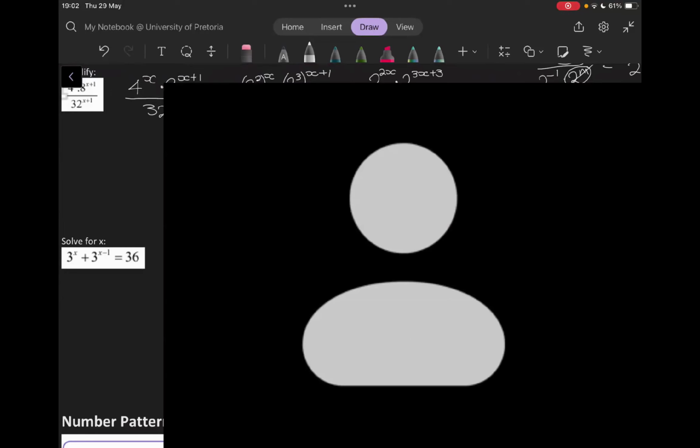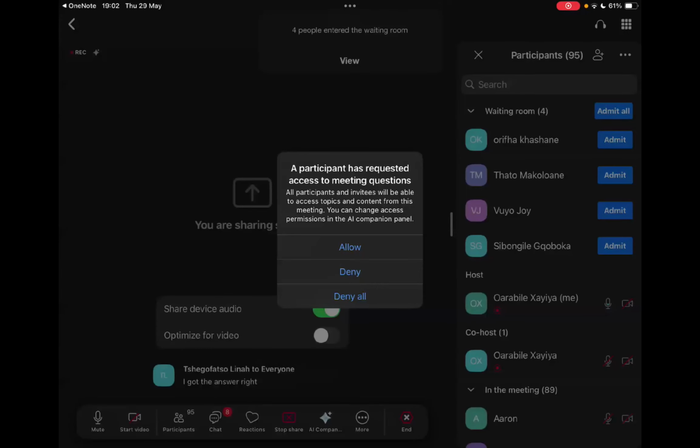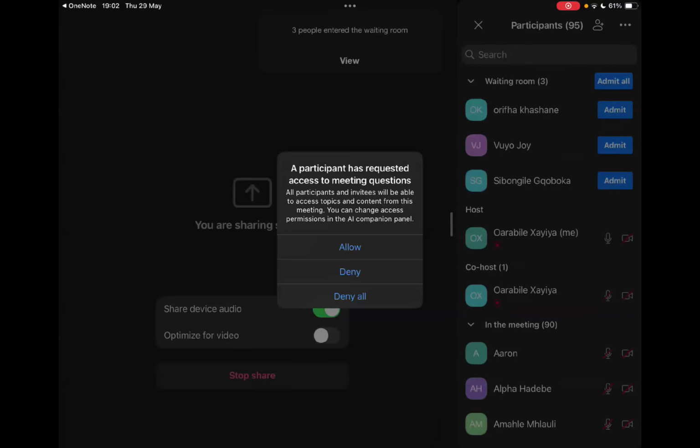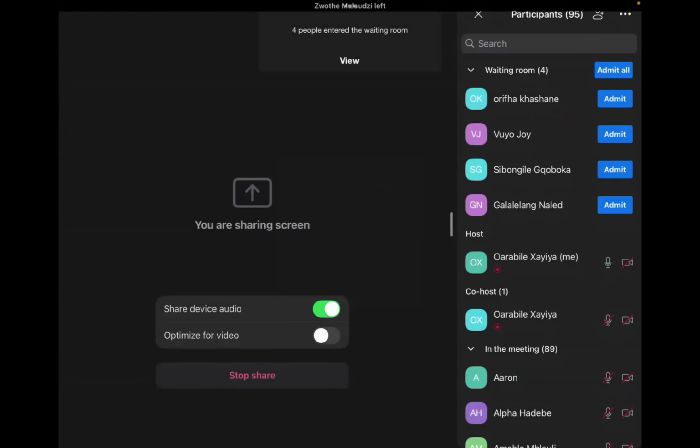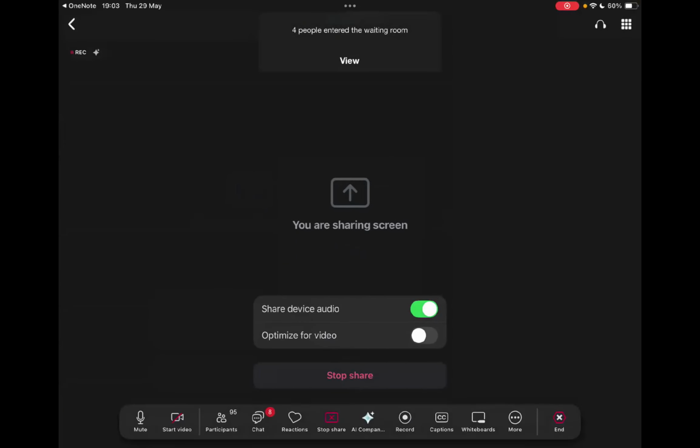I'm just going to check the chat now to see if we're all on the same page. Somebody's requested access to meeting settings. I'm just going to deny that. Cool. Let me check the chat now.